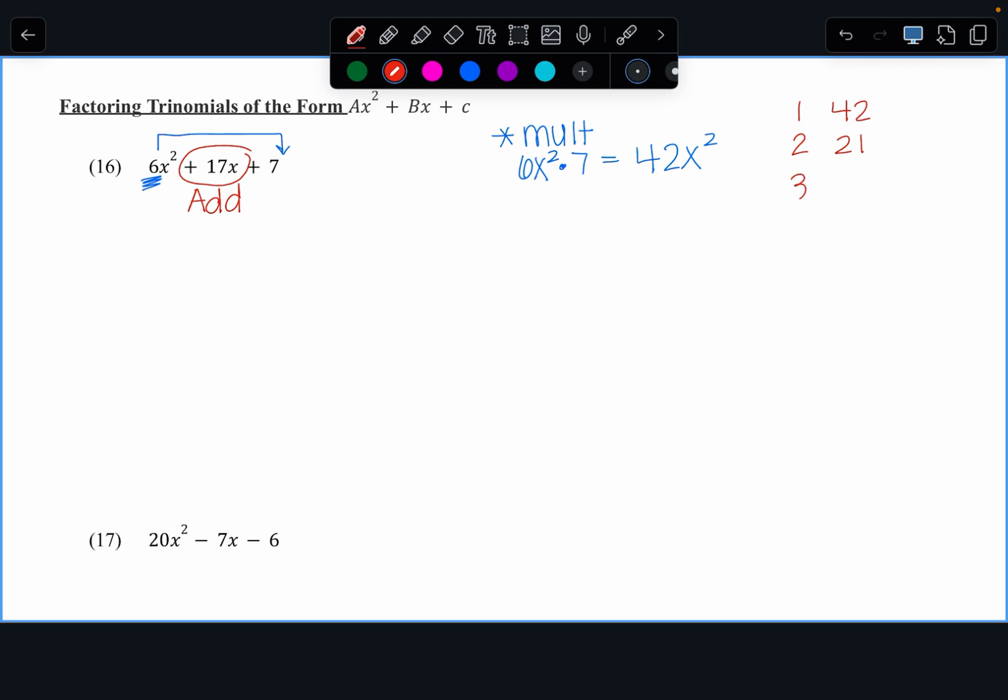What about 3? 3 and 14. Oh, hey, look, we found a match. The only thing we still need there, they need x's, because the only way we can get x squared is x times x, right?